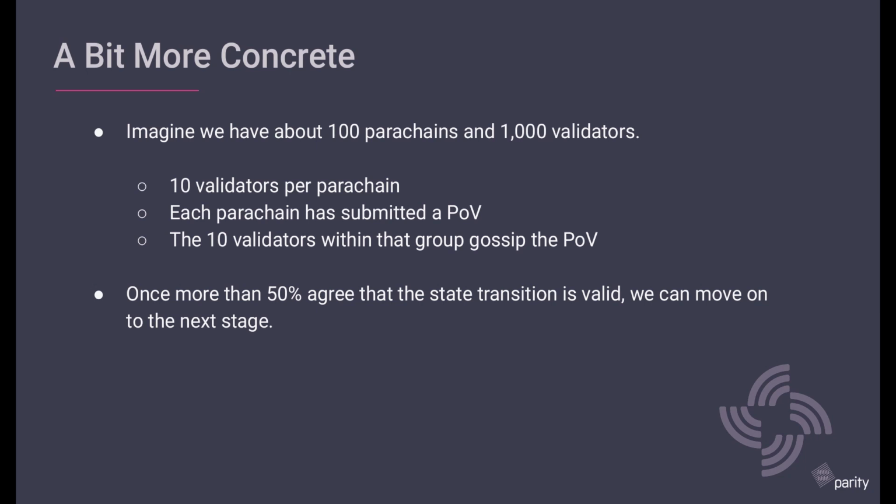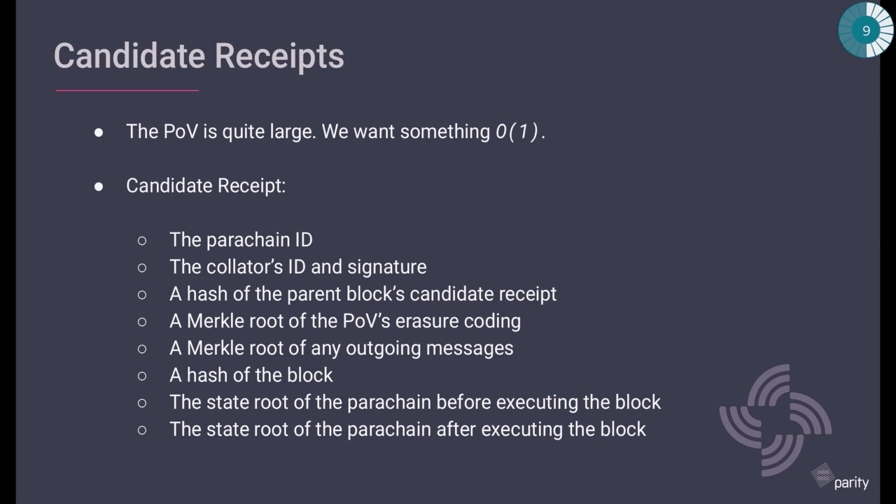So to back up a little bit, we could have 1,000 validators with 100 parachains, 10 validators per parachain. Each parachain has submitted a proof of validity, and then they're gossiping that around that group. And once more than 50% of that group agrees that the state transition is valid, then they start moving on to the next stage, which is to construct a candidate receipt.